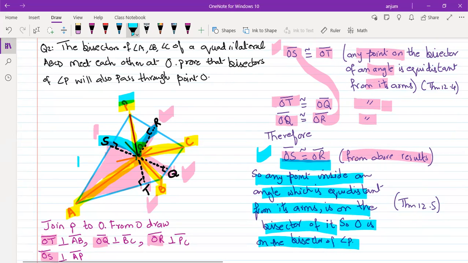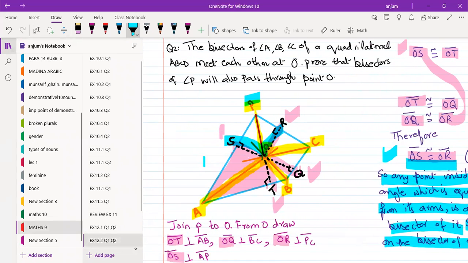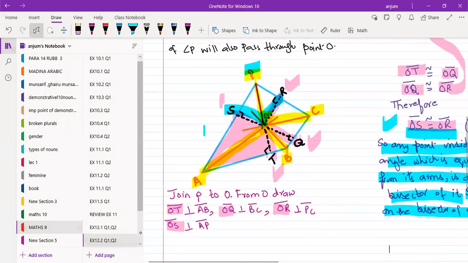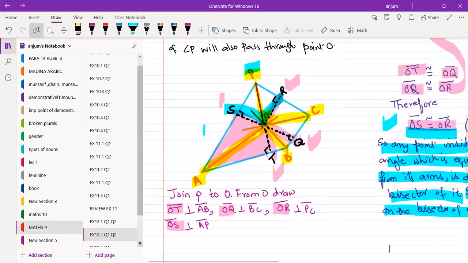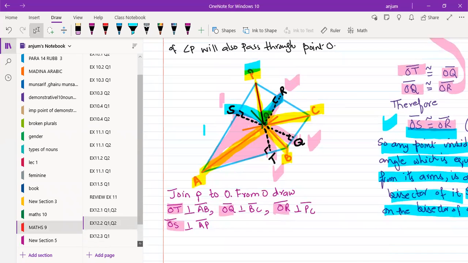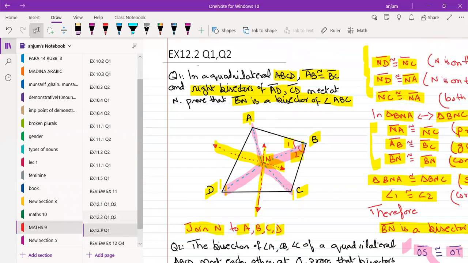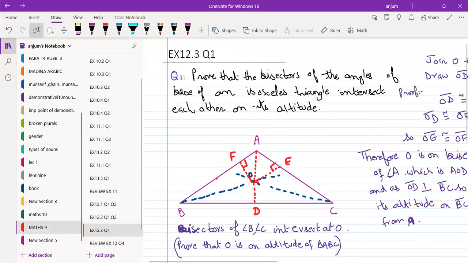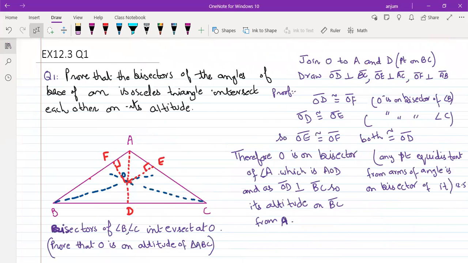So I hope it is clear. Now we move to the next question, which is from exercise 12.3. In question number 1, we have to prove that the bisectors of the angles of the base of an isosceles triangle intersect each other on its altitude.